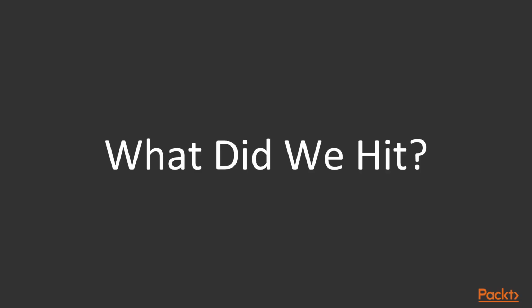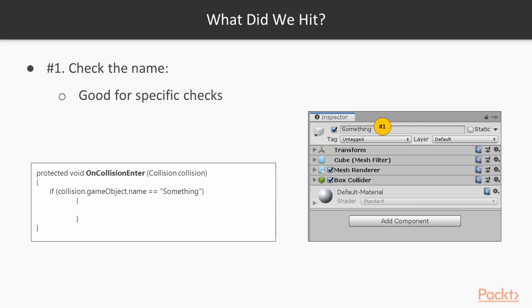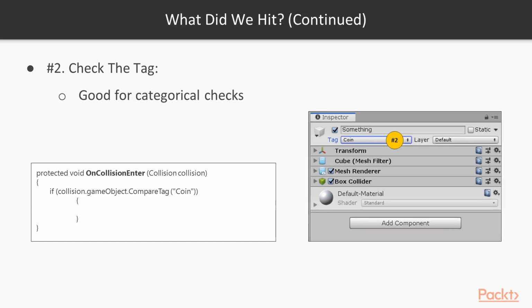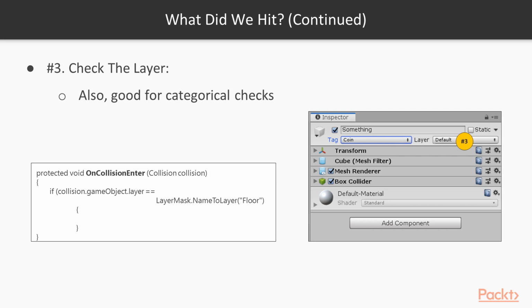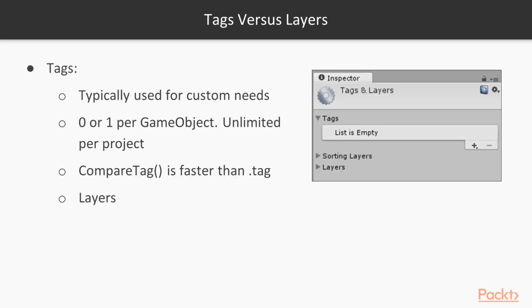So let's take a look at what did we hit. Well, we can check the collision gameObject name and see if it matches what we're looking for. That's good for very specific checks. We can use the tag for a whole category of checking. We can check, is this colliding with any one of the coins, which are tagged coin? An alternative, also good for categorical checks, is to check the layer. Did we hit anything with a layer set to floor? Tags and layers both can be used here.